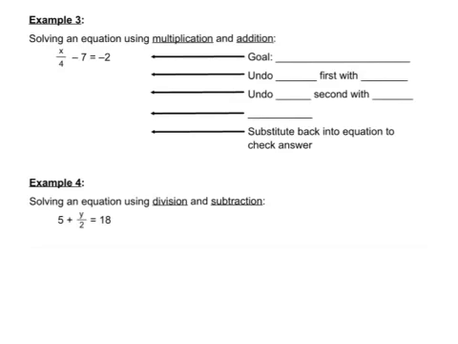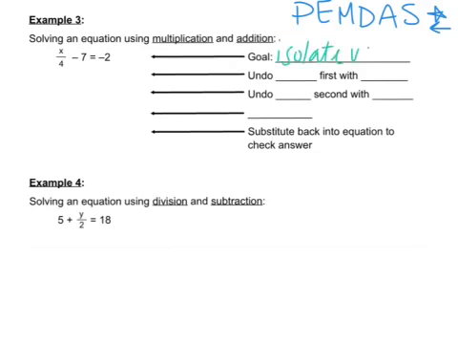Moving forward, our next example is x divided by 4 minus 7 equals negative 2. And on top, I'm going to just make a note of PEMDAS again, so that I remember that I'm going to start over by the S and work my way backwards. And my goal, like always, is to isolate the variable. But first we need to figure out what we're going to undo.